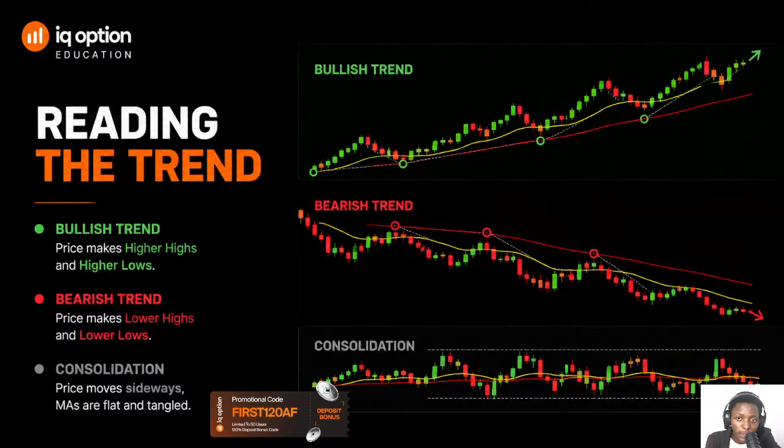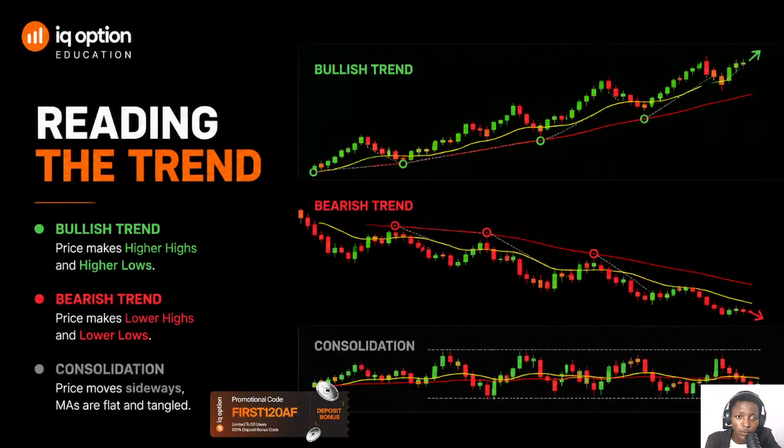So we just use them to read that. When you have your moving averages just crossing one another and having no clear direction at that moment, it means that the market just hasn't decided yet on what direction to take, and so you're just going to be patient and wait for a clear direction. So we can now use the moving averages to read the trend.